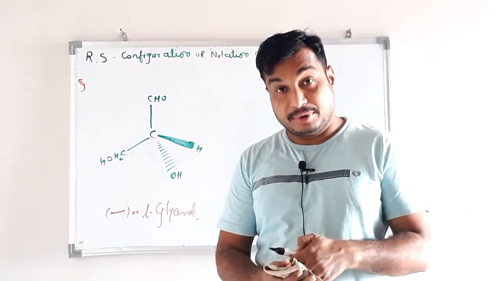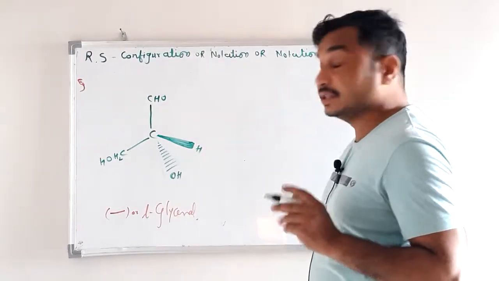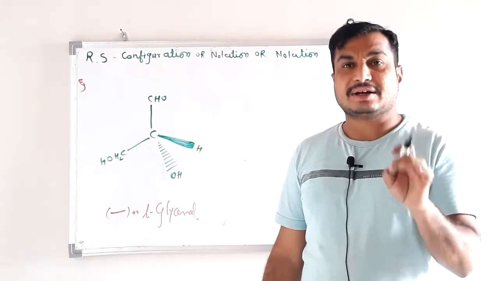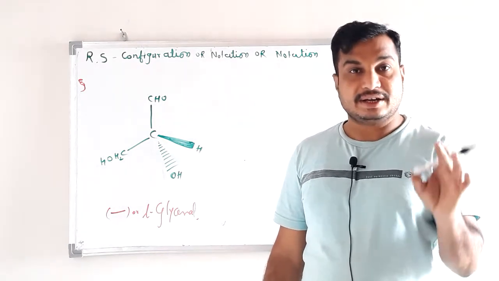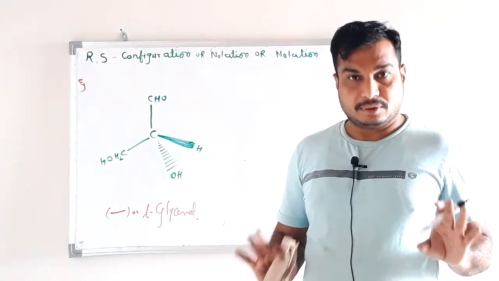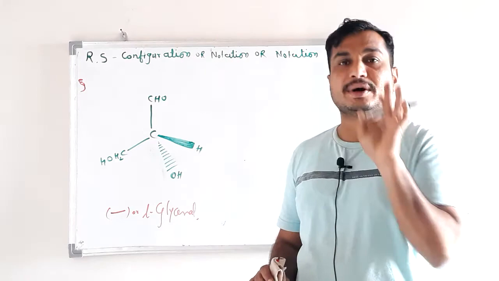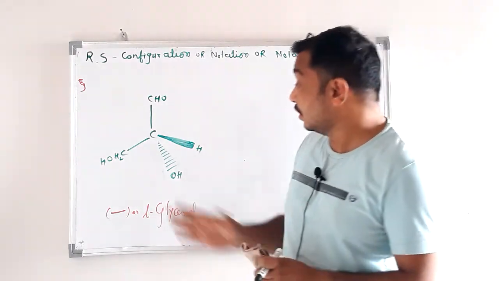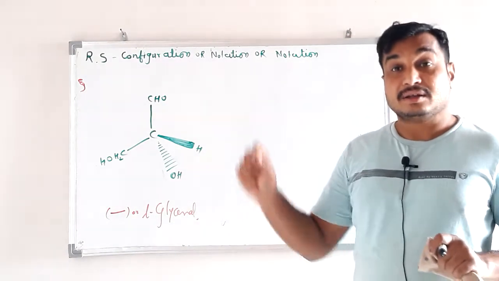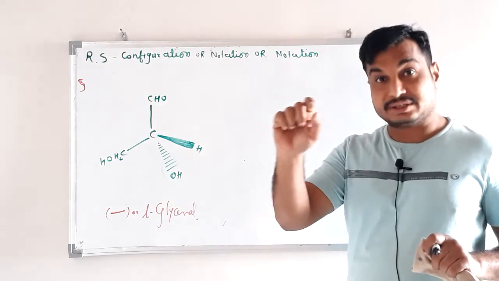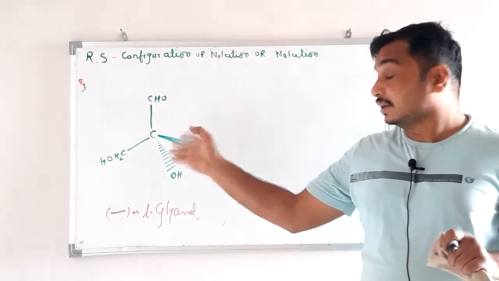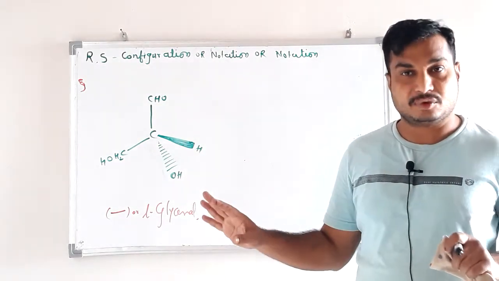What we have to do? Apply step 1. Step 1 means identify an asymmetric or chiral carbon atom. If it is present, then we proceed further, otherwise stop. If your organic compound does not contain an asymmetric carbon atom or chiral carbon atom, then the answer will be like this: it is not possible to give RS notation because it does not contain an asymmetric carbon atom. You will get full marks.